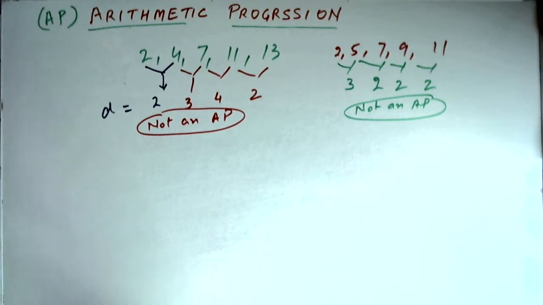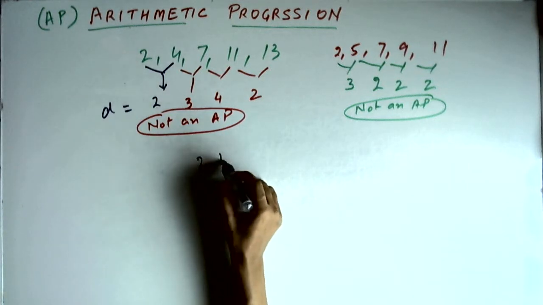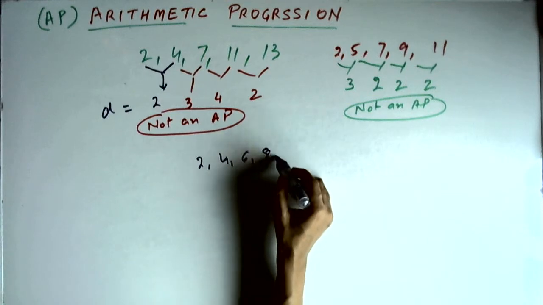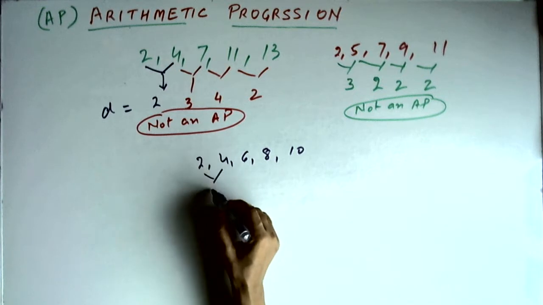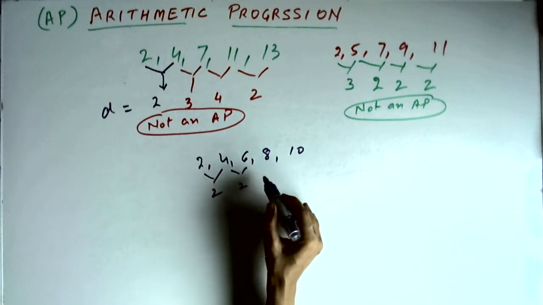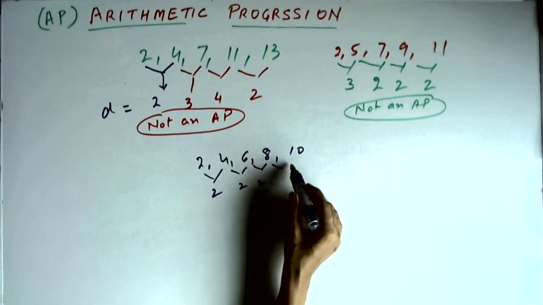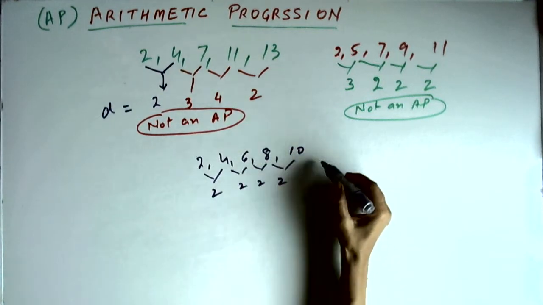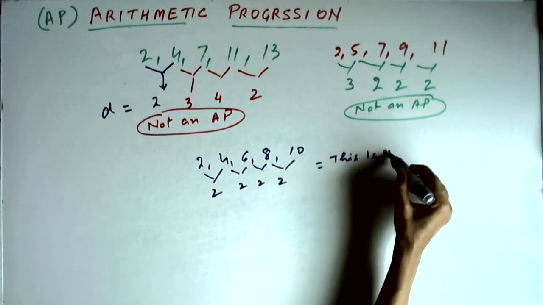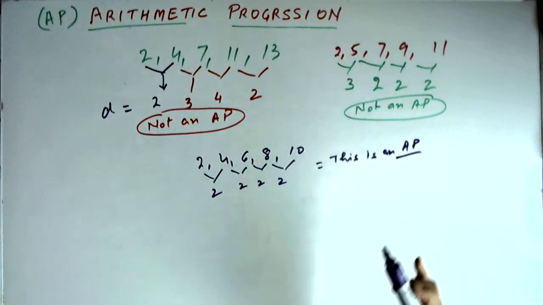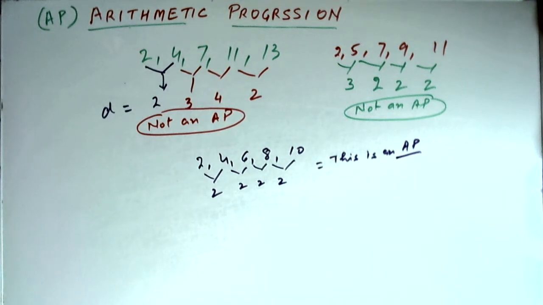Now we take a third example. Suppose we say 2, 4, 6, 8, 10. So here we see the difference is 2. Here also the difference is 2. Here also 2. Here also. So then we can say this is an AP. So what we need to do is find the difference between consecutive terms and then check whether it is the same or not.